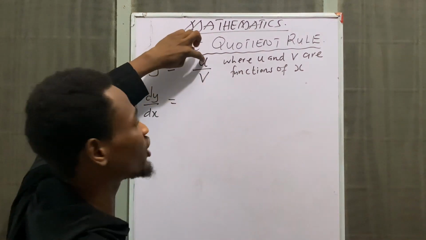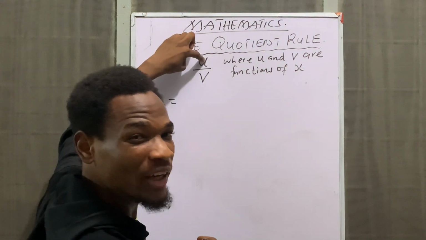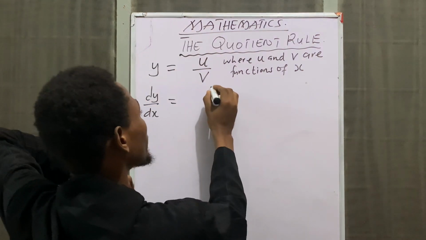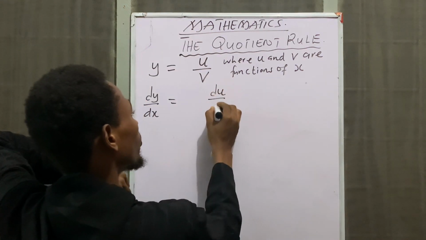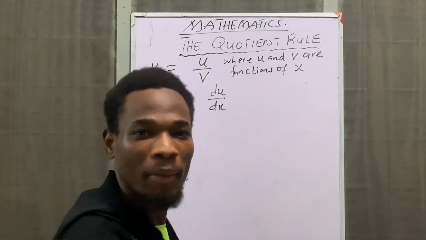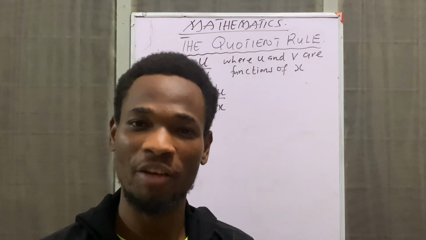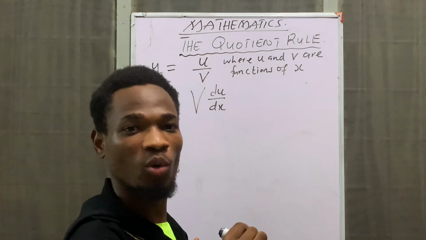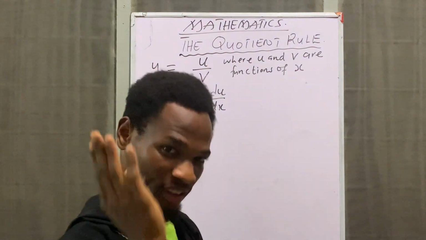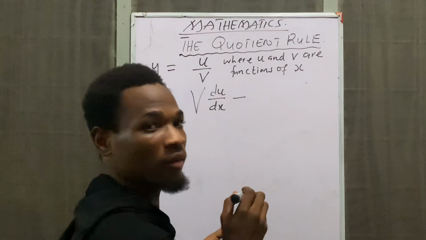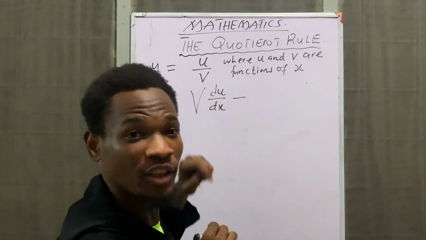So when I differentiate u, what will I get? I'll get du/dx. So u here will be du/dx. Then I will maintain my denominator, which is v. So I have my v. Then for the quotient, it will be minus the other expression. So minus, first I differentiated the numerator.